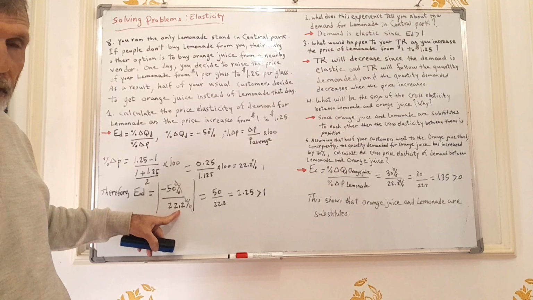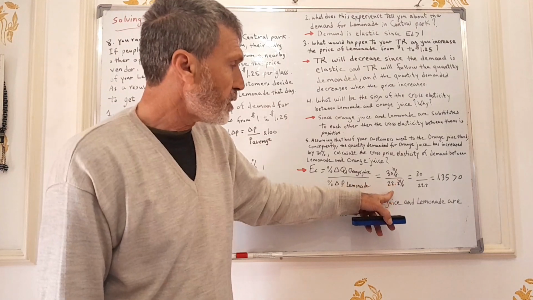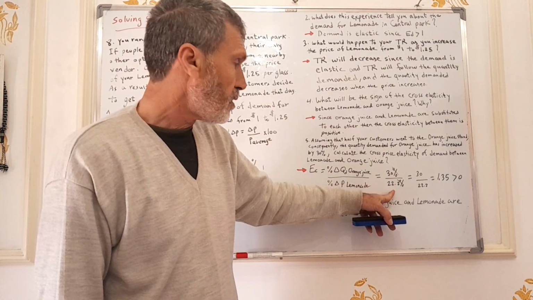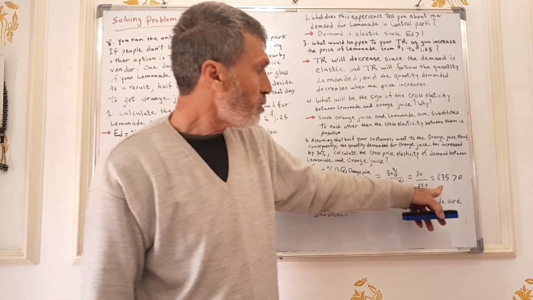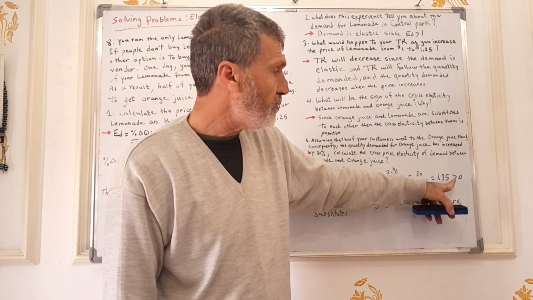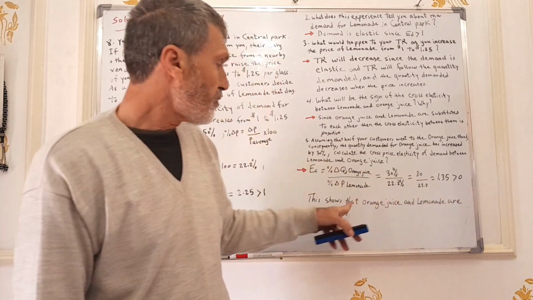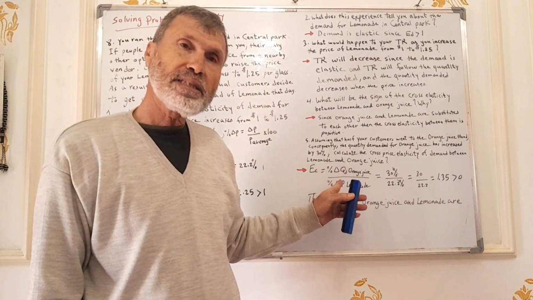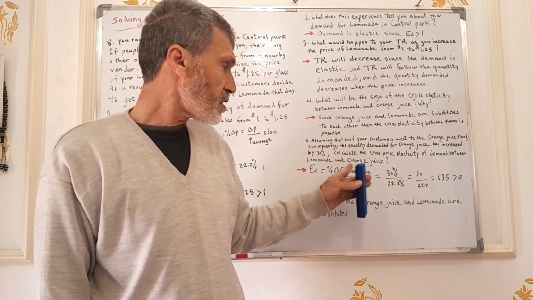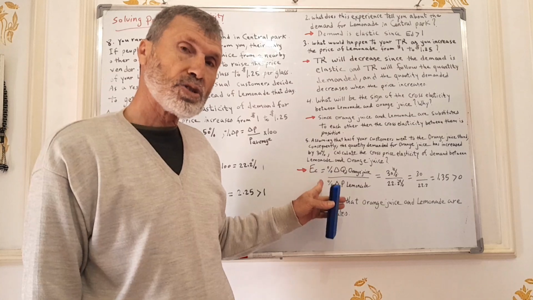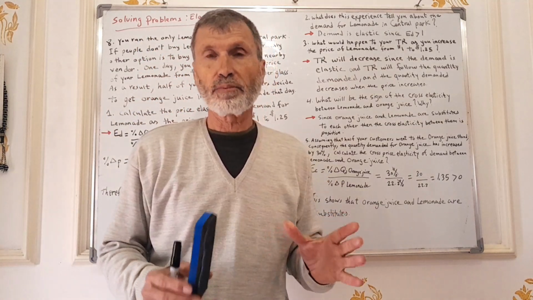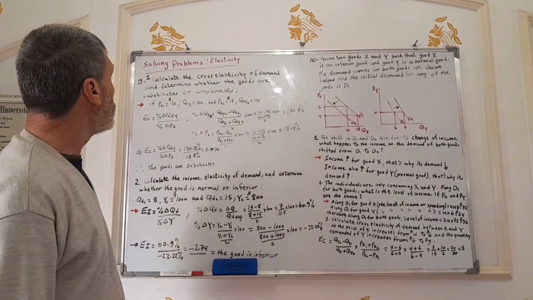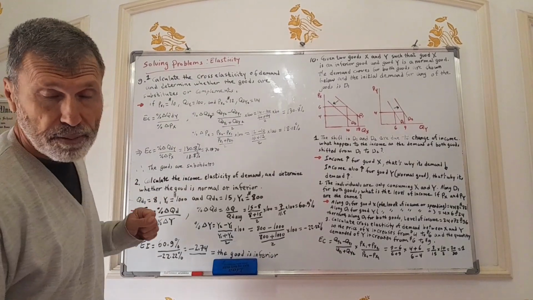22.2%. Okay? And we plug the value over here in the formula of the cross elasticity of demand between orange juice and lemonade, and we come up with 1.35, which is greater than 0. Therefore, as you can see, the coefficient of the cross elasticity of demand shows that lemonade and orange juice are substitutes. Now we move to question or problem number 9.